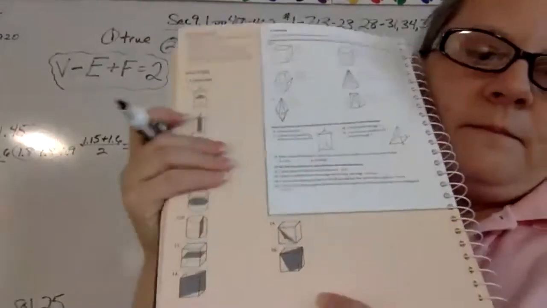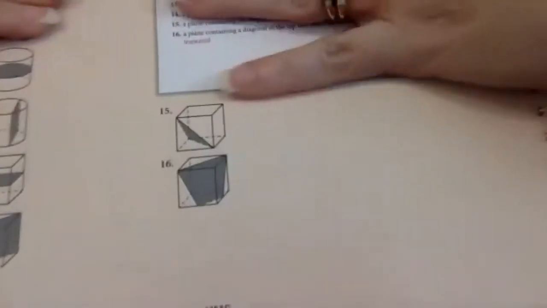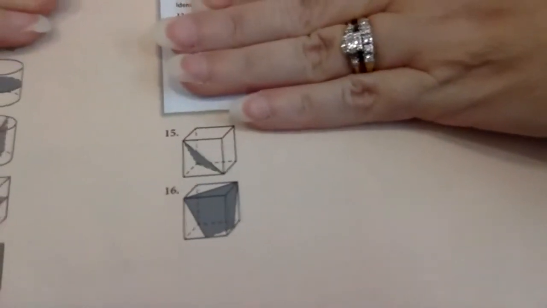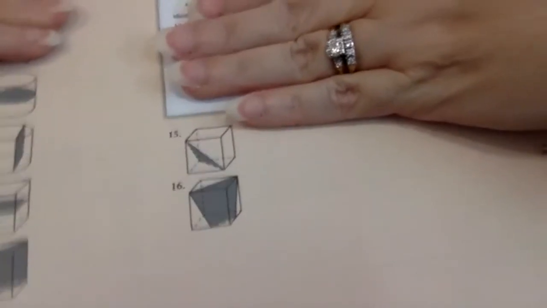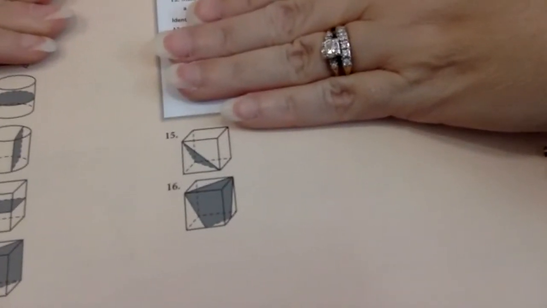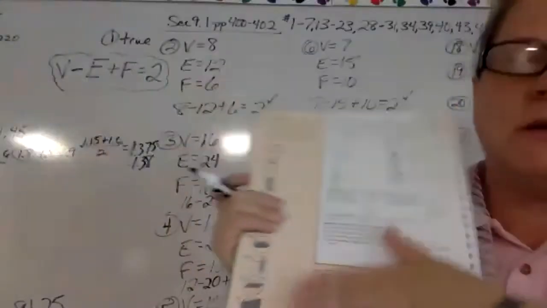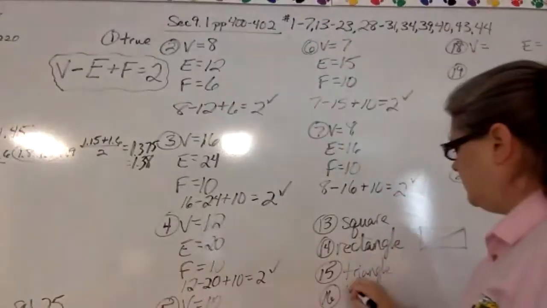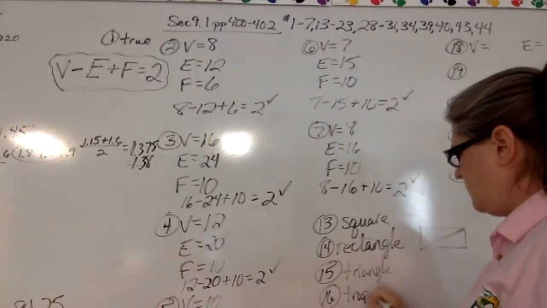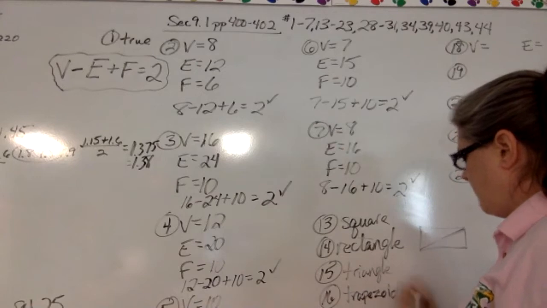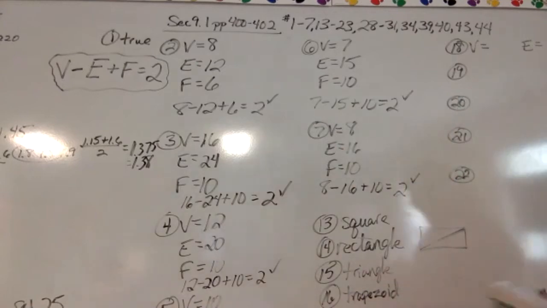What shape is that? Everybody see? What shape is that? What's shaded in number 16? What shape? Rhombus. A trapezoid. Trapezoid. Okay. So that's what it's talking about with the cross sections. And it's hard to see those unless you actually have a picture, because it's hard to visualize those.